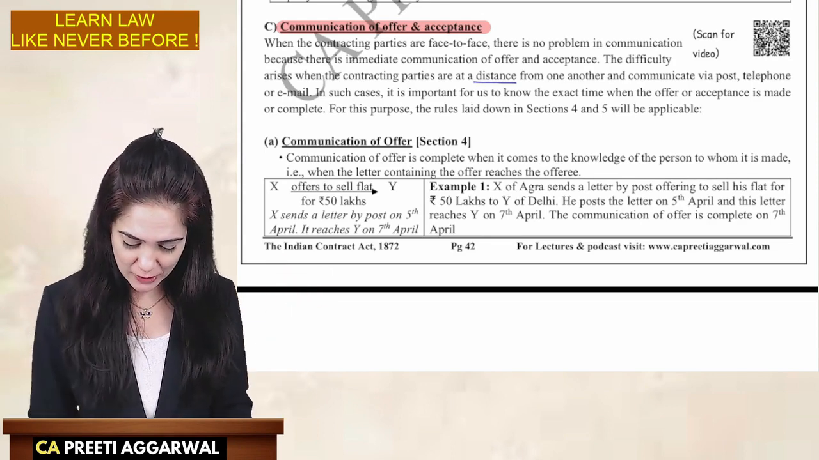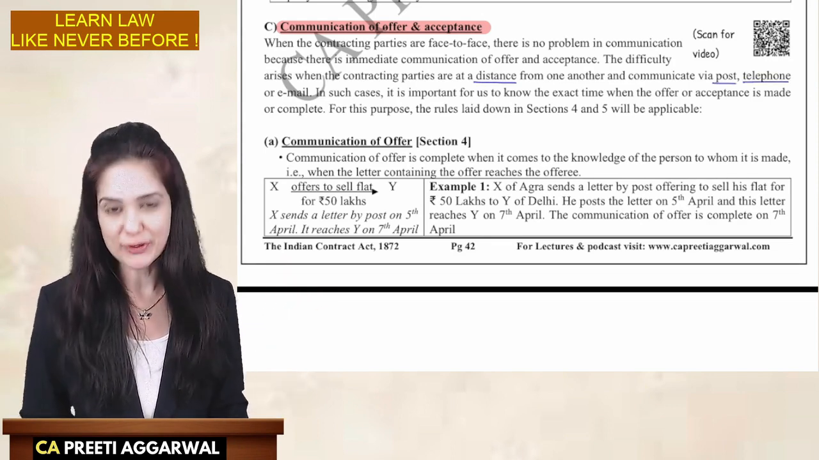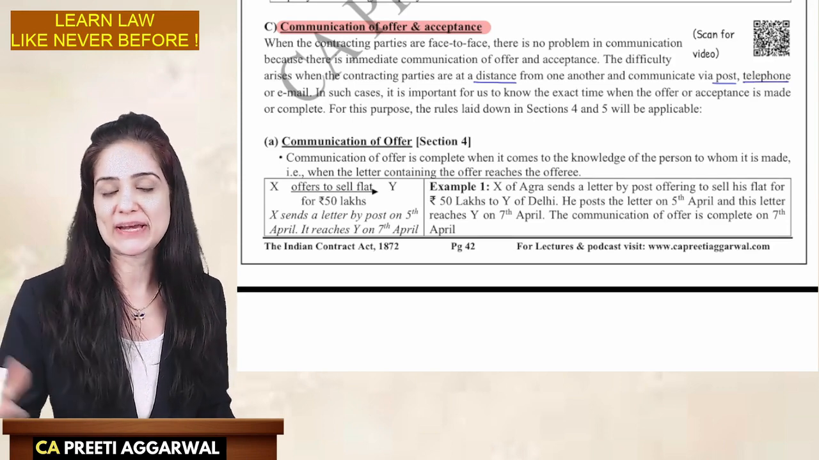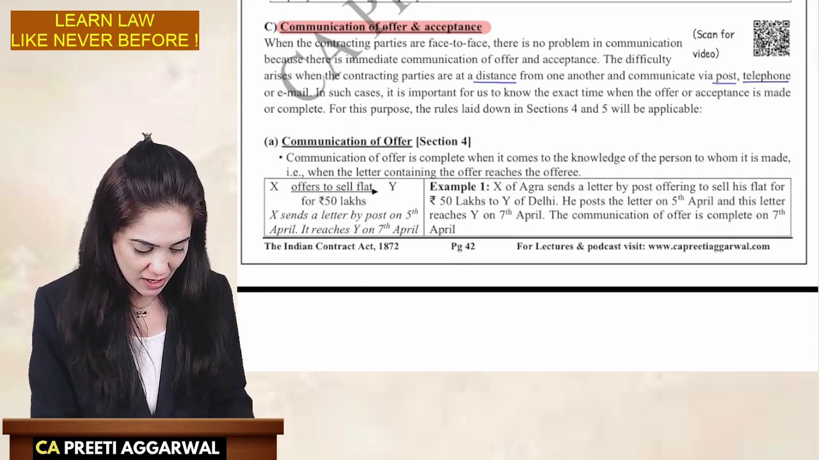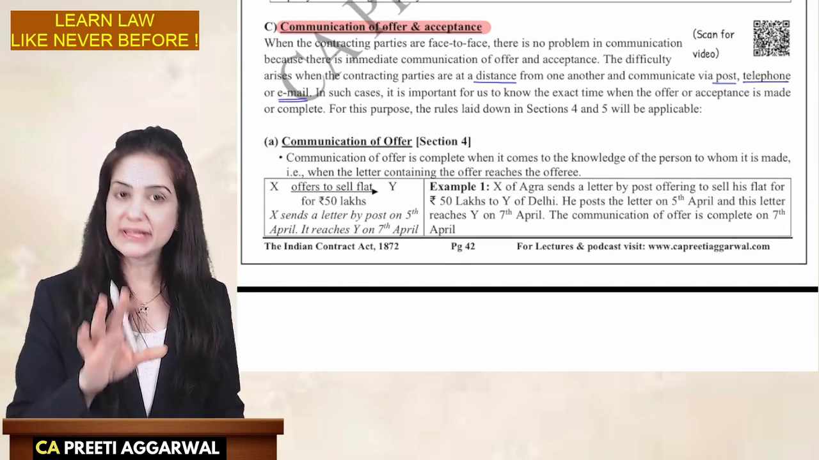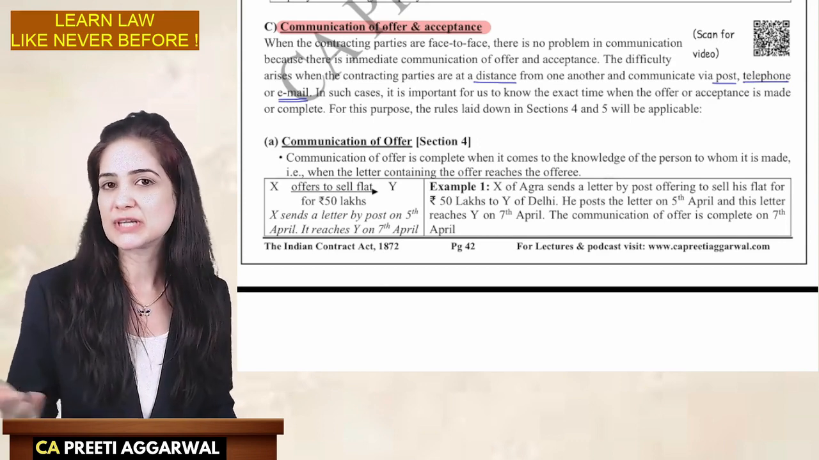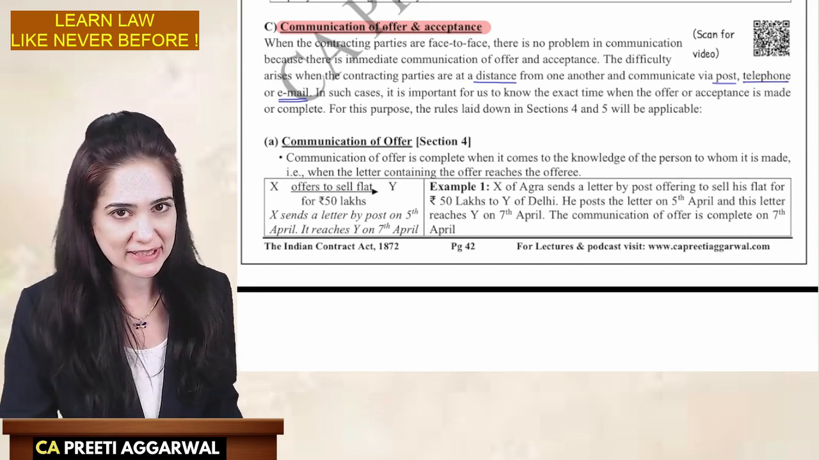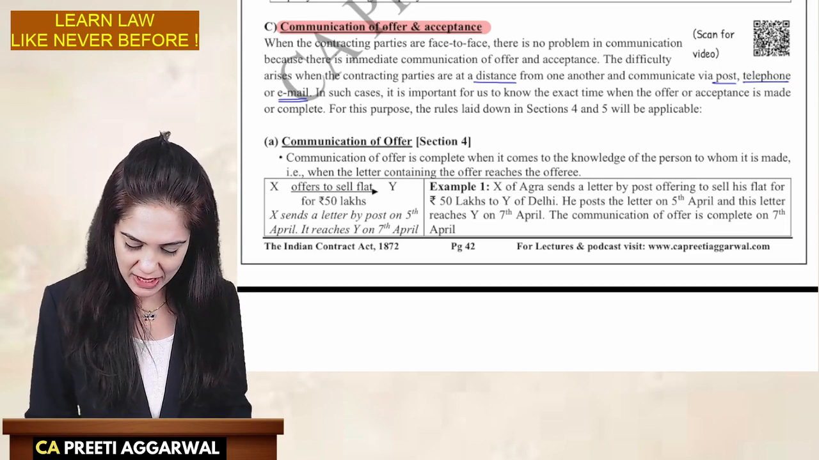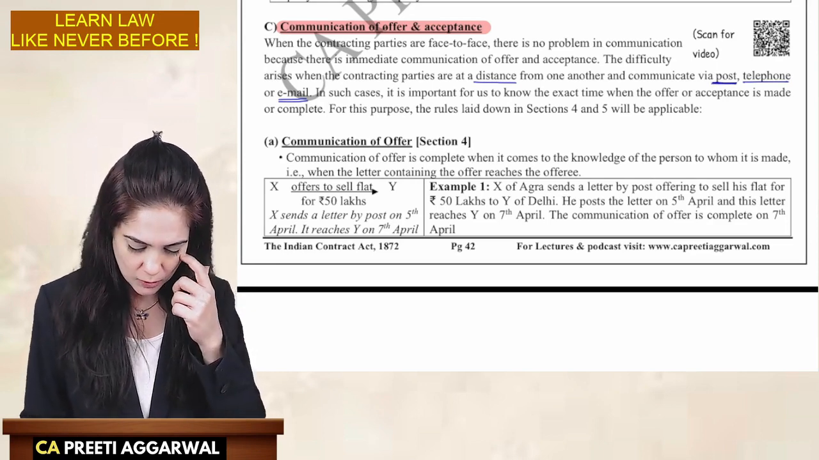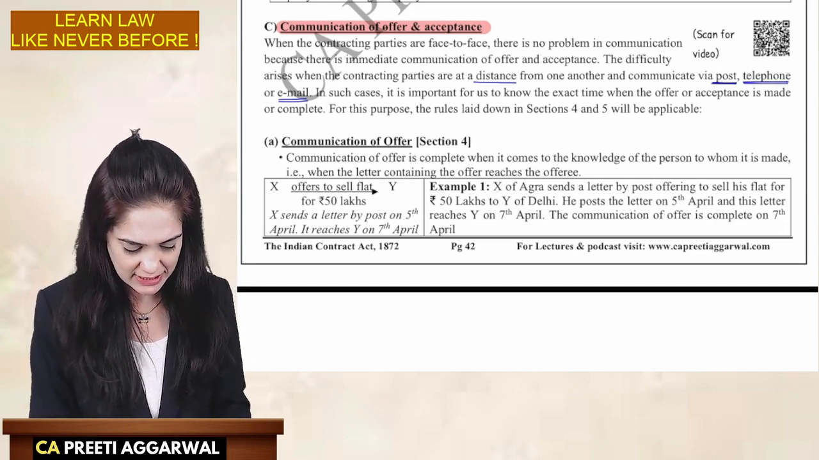They are communicating via post. We will also study communication via telephone because subsequently telephones were also introduced. Email - this is not there in the Act, but yes, we are going to study that because it is given in your study material. So basically, the Act talks about communication via post, but we will also discuss telephone and email.